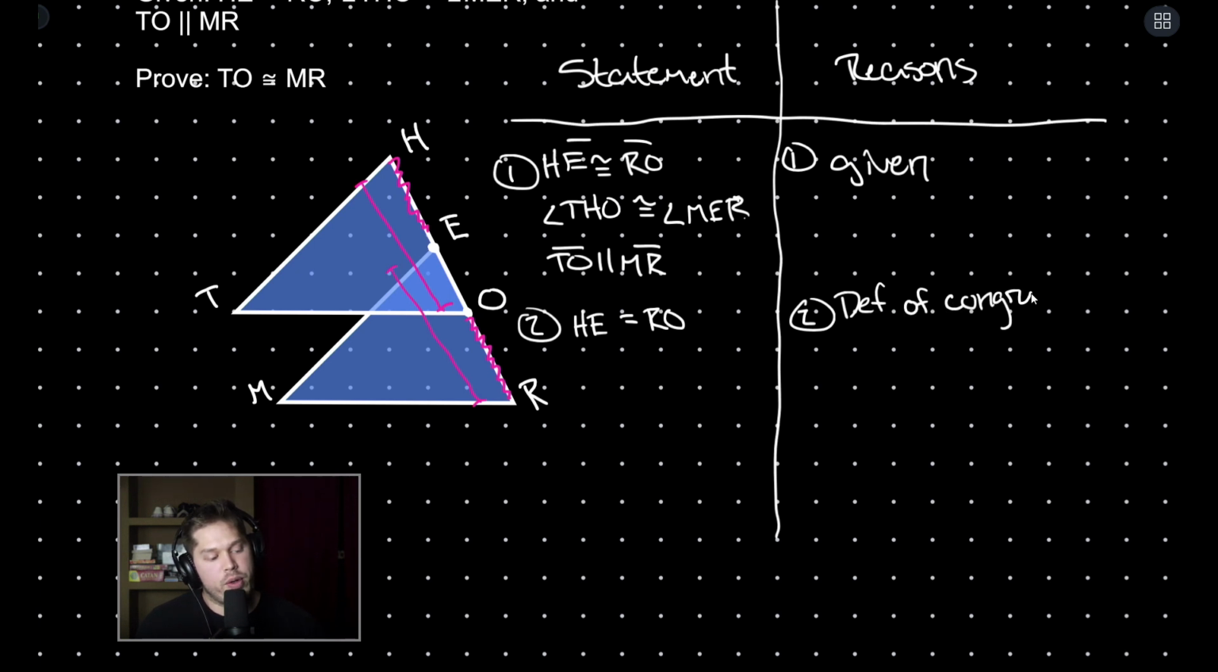Before, we knew that the segments were equal. Now I'm saying that the measures of the segments are equal. Now I'm going to say that if we add, we can add EO to both of these sides. So I'm going to say HE plus EO is going to be equal to RO plus EO. All I did was add EO to both sides, and I'm allowed to do that by the addition property.